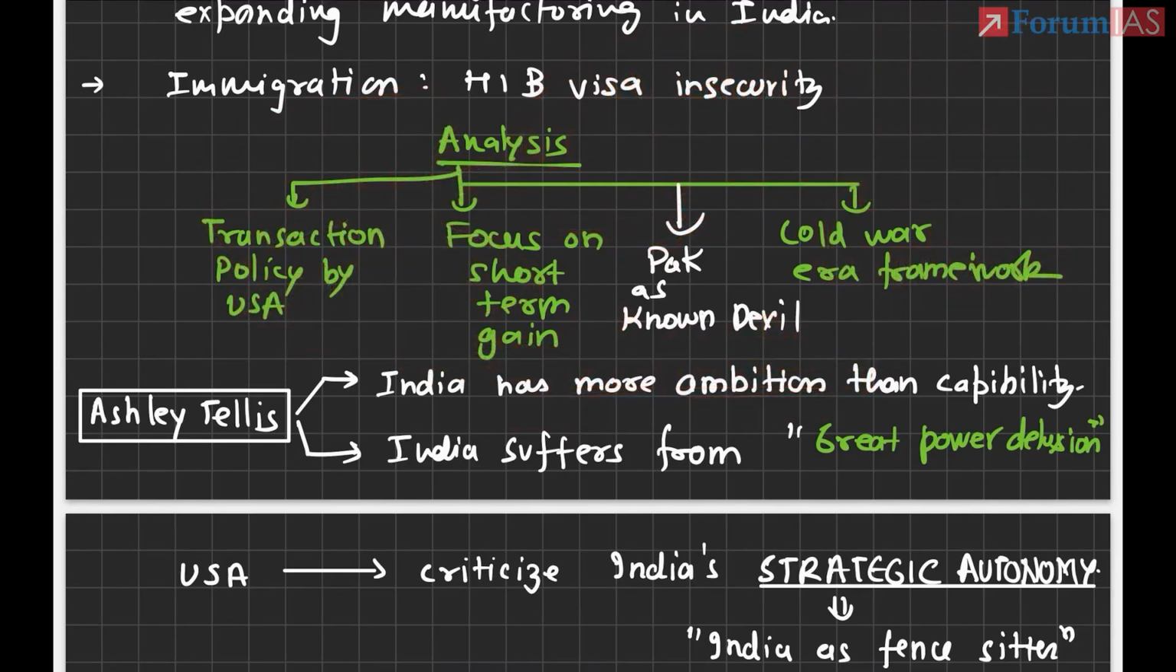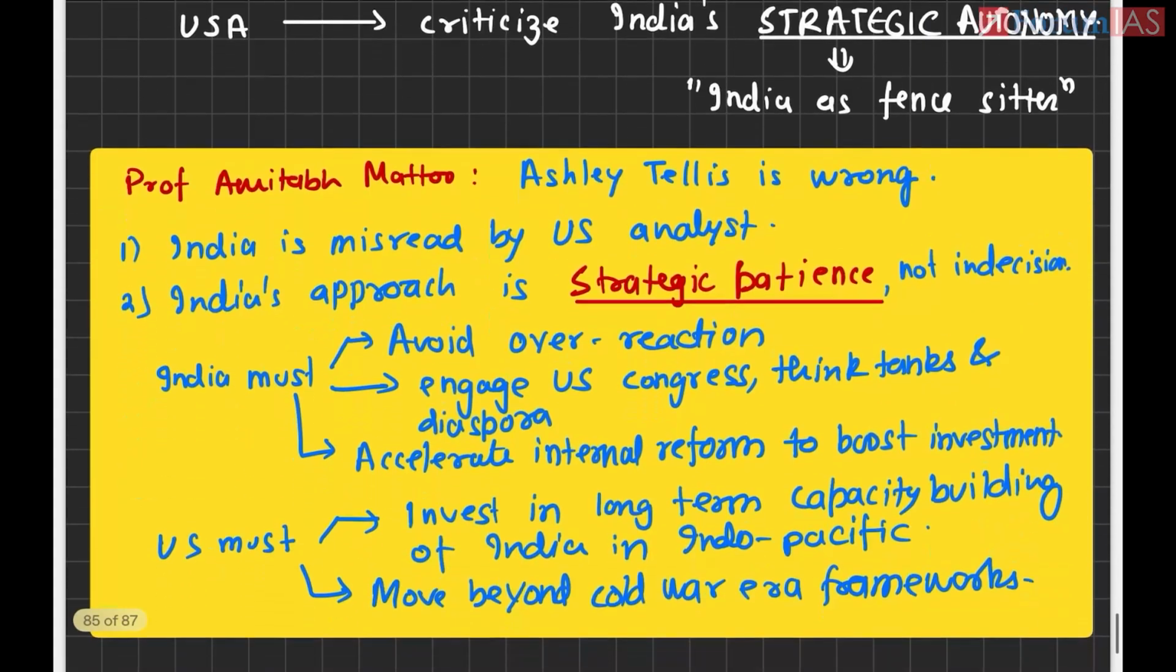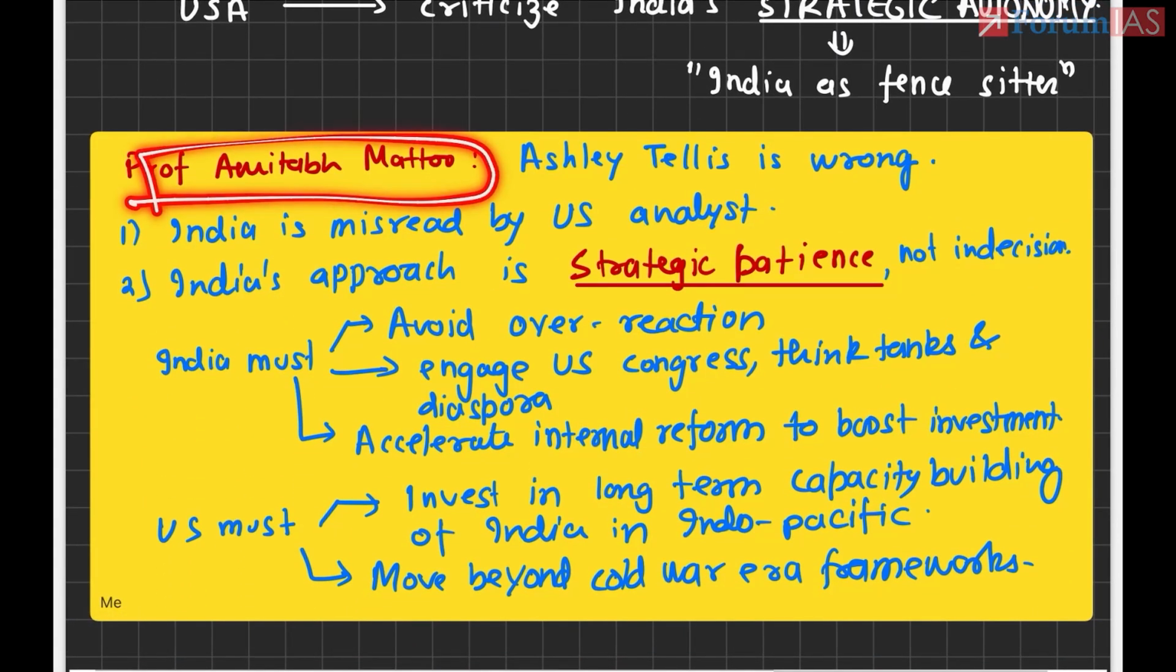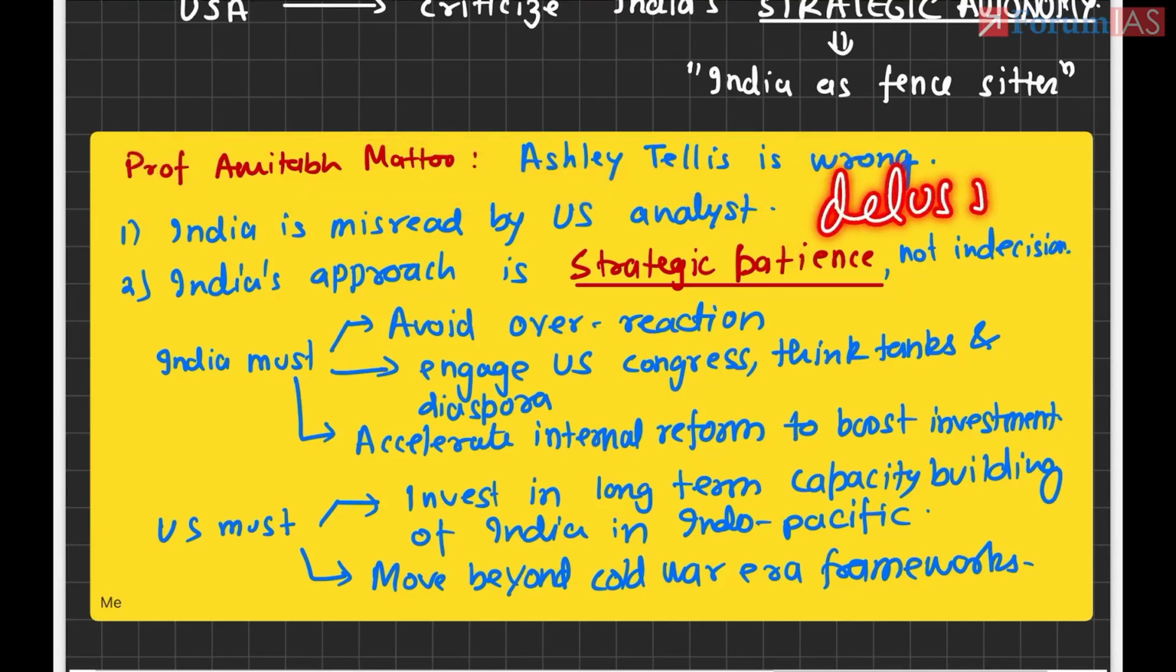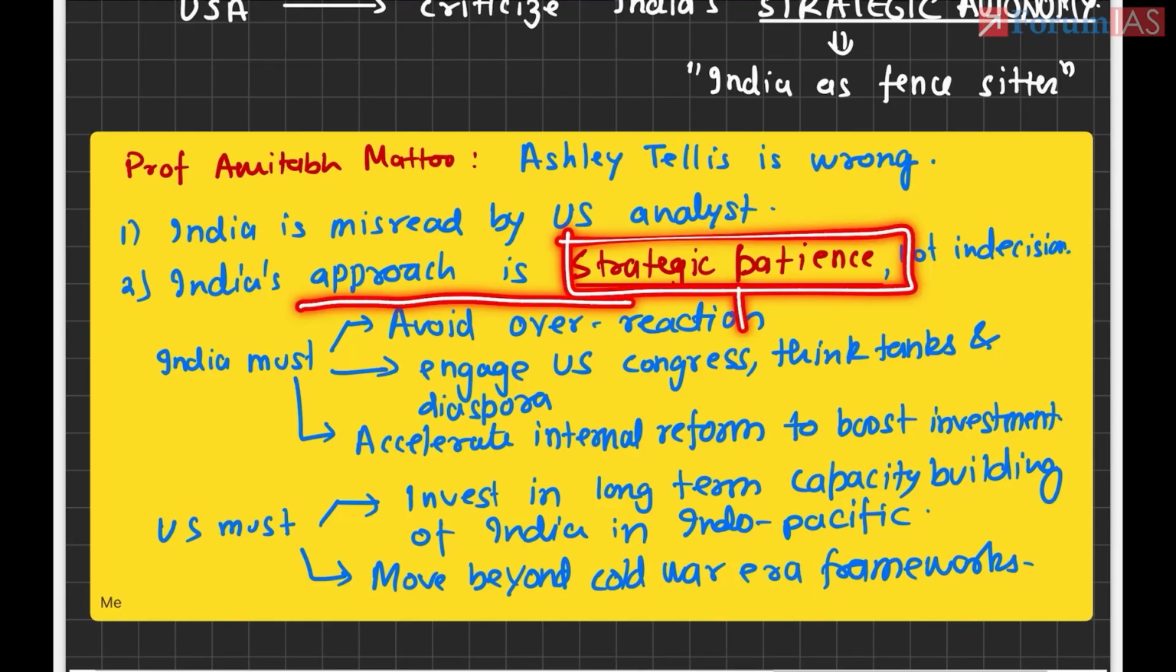He says that India suffers from great power delusion. However, Professor Amitabh Mattu has said that Ashley Tallis is wrong. India does not have any delusion, or India is not a fence sitter. Indian approach is strategic patience because India believes in long-term interest.